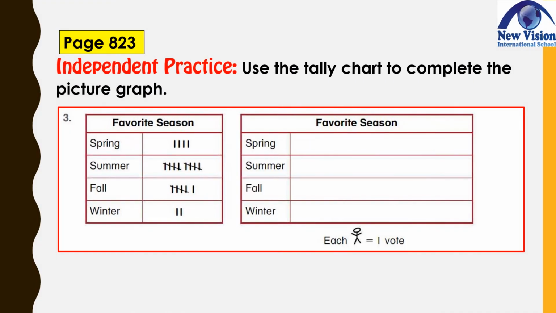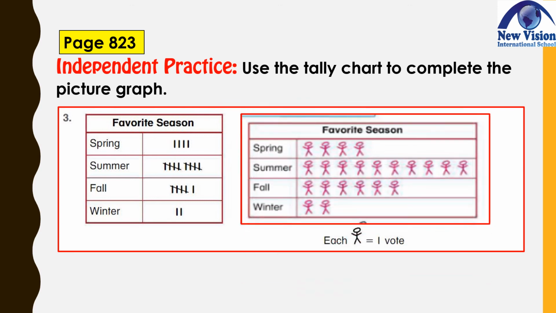Let us now complete the picture graph. The picture graph is about favorite season. We have spring, summer, fall, winter. We will use the symbol stick figure. Each stick figure represents 1 vote. Are your answers correct? Excellent.